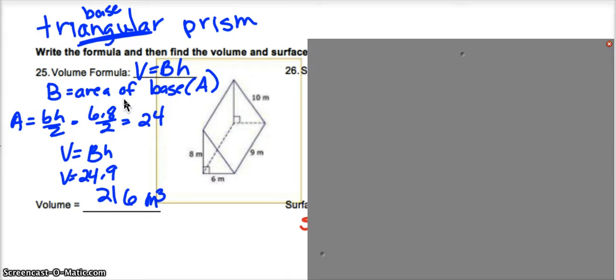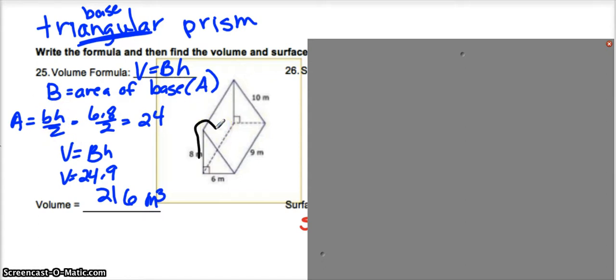That uppercase B stands for the area of the base. And the area of the base in a triangular prism is a triangle. And that's what this is supposed to be. That's supposed to be a triangle, although it looks like an A. So the way to find the area of a triangle is to take the base of the triangle times the height of the triangle and divide it by 2.